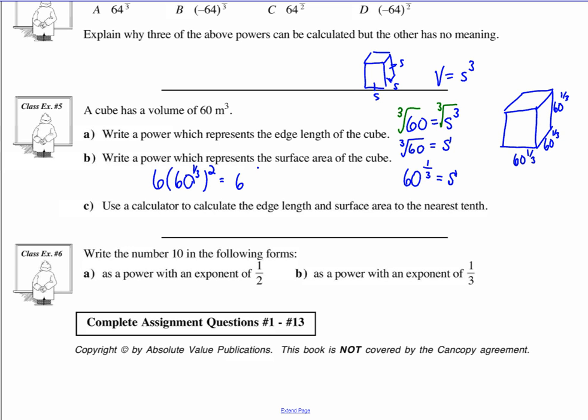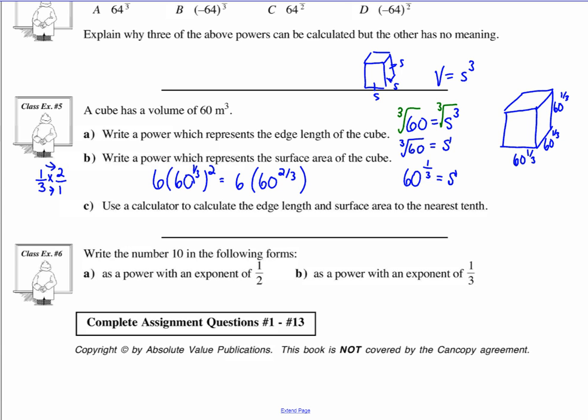When we have a power to a power, what do we do? Multiply. What's 1/3 times 2? Or 2 over 1? Straight across would be 2 over 3. So 6 times 60 to the power of 2/3 is how we'd write that. Okay? And if we wanted to figure it out on a calculator, we could just type those in.